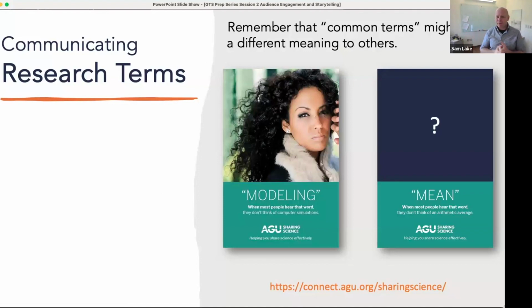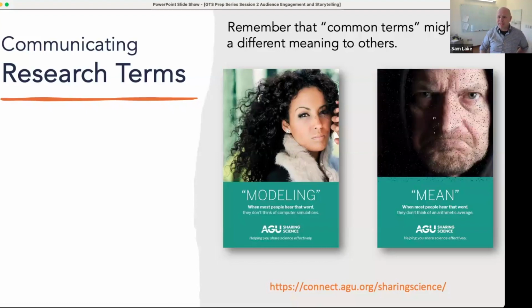And I really love the AGU, the American Geophysical Union, has this sharing science space. If you're working in a STEM discipline, sometimes these can be really fun, especially if you're in kind of the natural resources or sciences. And then another term that we use a lot, right, is mean. Most people don't think of an average or statistical analysis when they're thinking of mean. They just think of someone who is mean, who's cruel, right? So we have to make sure that you're thinking about even the simpler terms that you're using within your script.